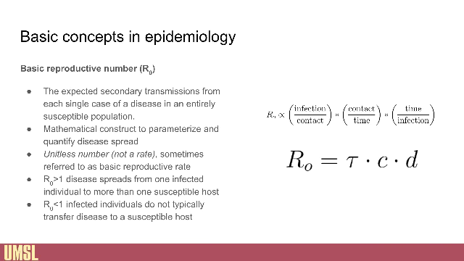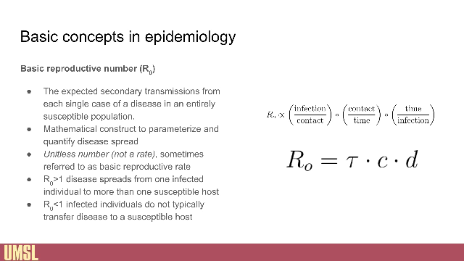It's not something per hour. And even though it is sometimes referred to as the basic reproductive rate in some literature, I like to say it's a reproductive number, because units do matter. And very simply put, if R0 is greater than 1, this disease will spread from one infected individual to more than one susceptible host, right? So we would expect that this thing is going to spread quickly, and if R0 is less than 1, an infected individual does not typically transfer disease to a susceptible host, right?